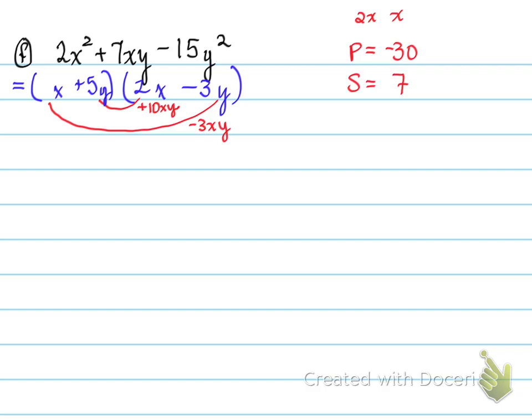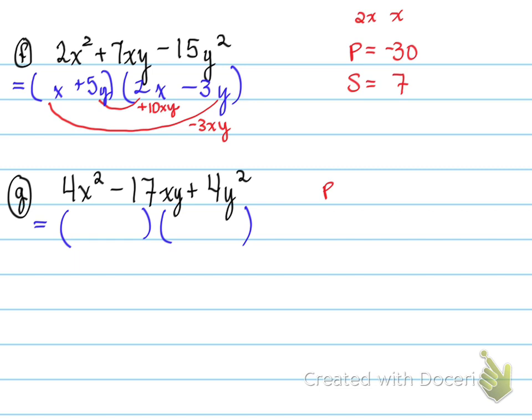That's all it takes. Let's look at another example. 4x squared minus 17xy plus 4y squared. So my product is going to be 16. That's the first times the last. And my sum is going to be negative 17. So my outer inner, let's multiply. What two numbers multiply to give you 16 and add to give you negative 17? That would be negative 16xy and negative 1xy. You do not need to have the 1 there, but it does help when we're trying to find these values.